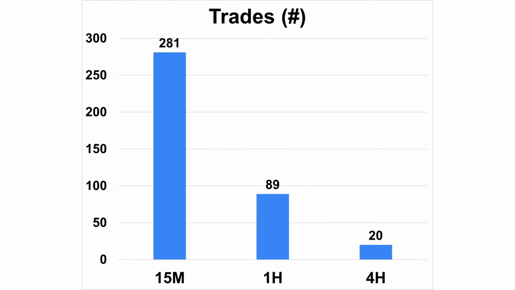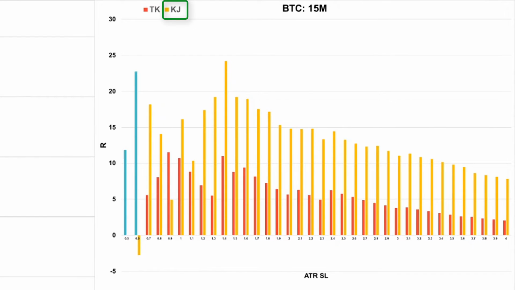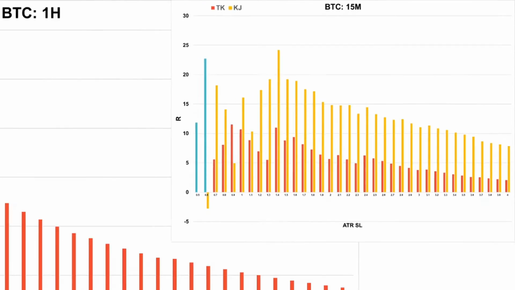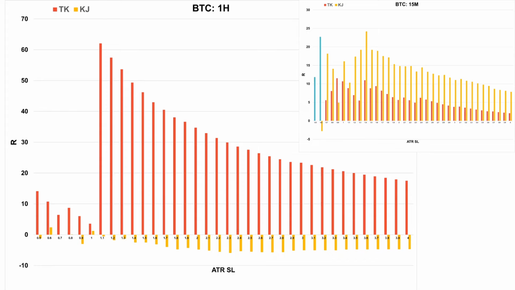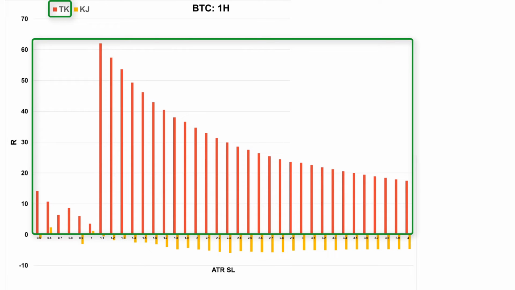Let's take a peek at how the system performed on the 1 hour and 4 hour, and then we'll summarize the best settings for each. As a reminder, I took almost 100 trades on the 1 hour, but obviously the 4 hour trades happen a lot less often, so don't put too much weight on those results. If you recall from the 15-minute, the slower KJ performed much better. The 1 hour is actually the opposite. KJ gives too much profit back on the 1 hour and was frequently negative. On the other hand, TK was positive across all stop losses.